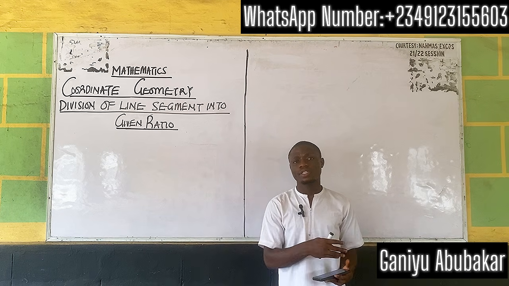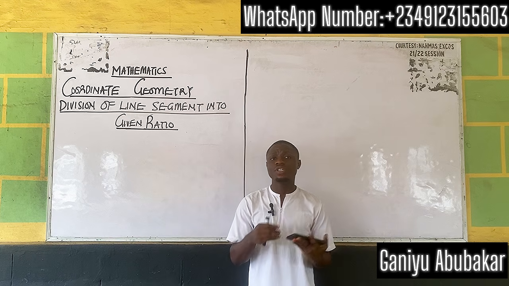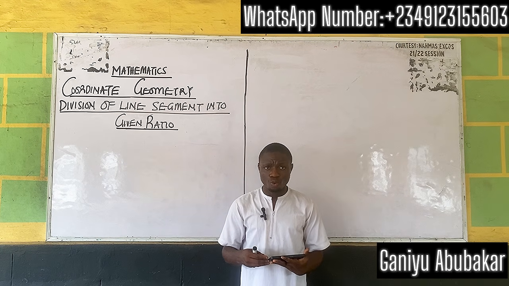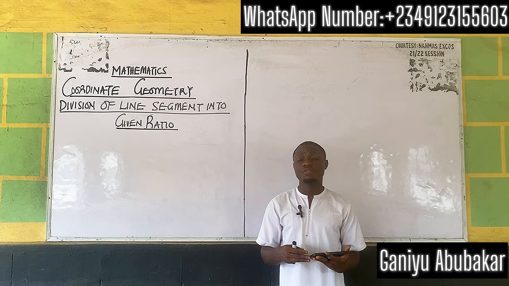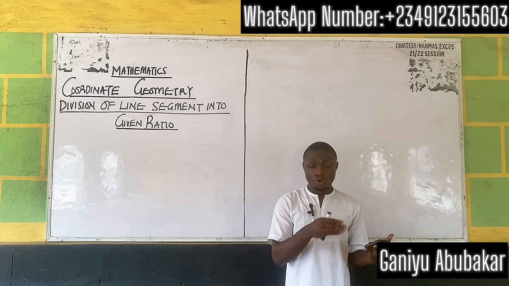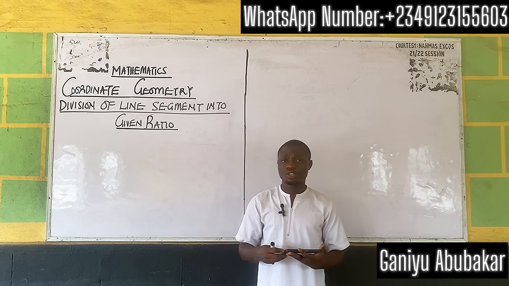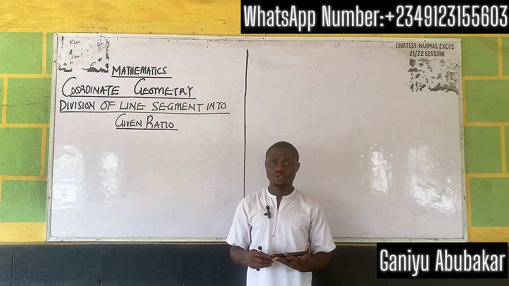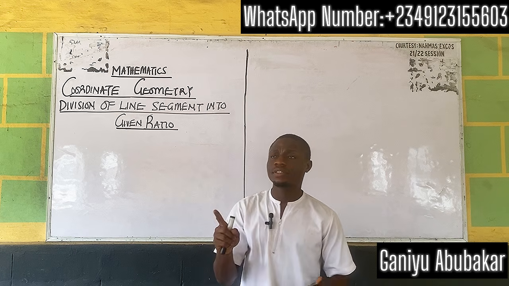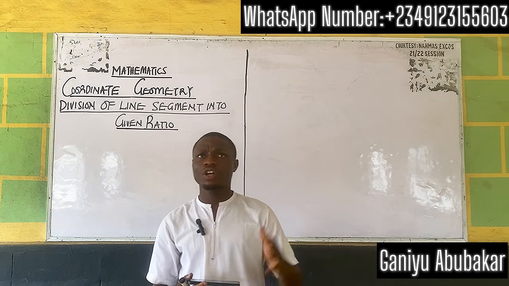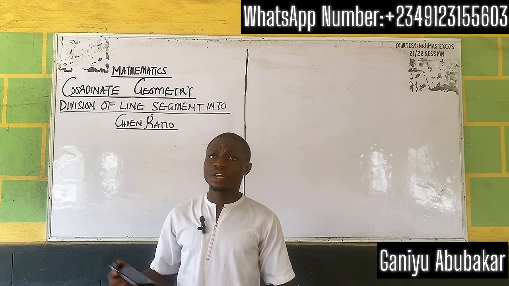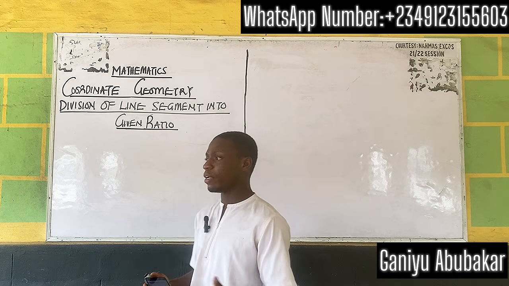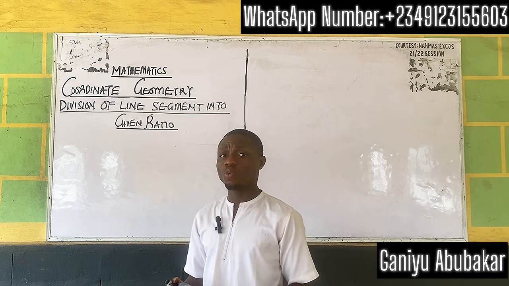In the last two classes, we dealt with the concept of distance between 2 points, and also we looked at the concept of midpoint, coordinate midpoint. For this class, we're talking about division of a line segment into a given ratio. So they will give you a line, right? That line has point A and point B, and I will ask you to divide that line into several segments, into a given ratio. So what do you do?